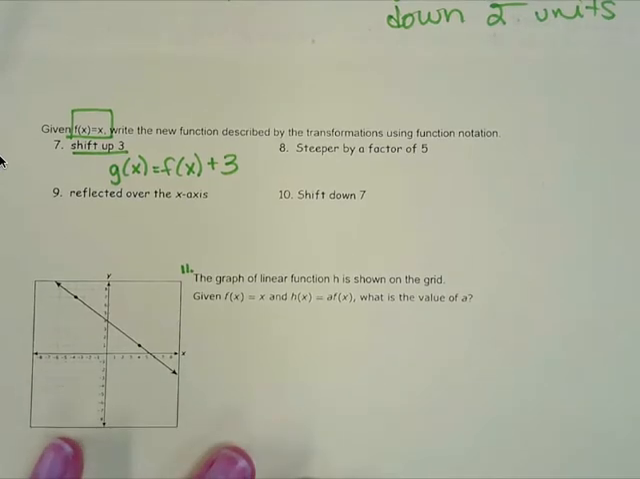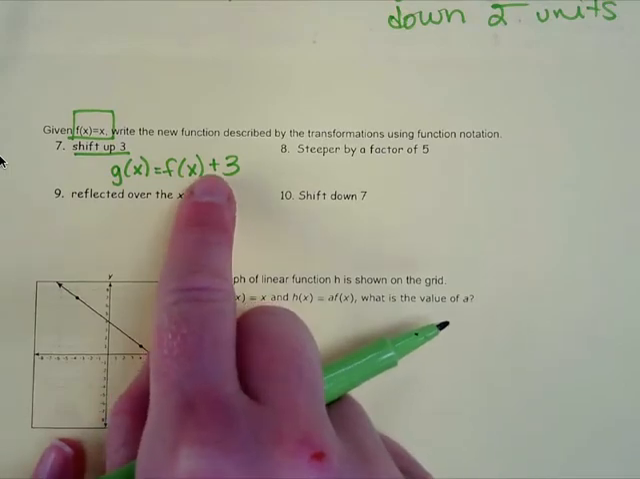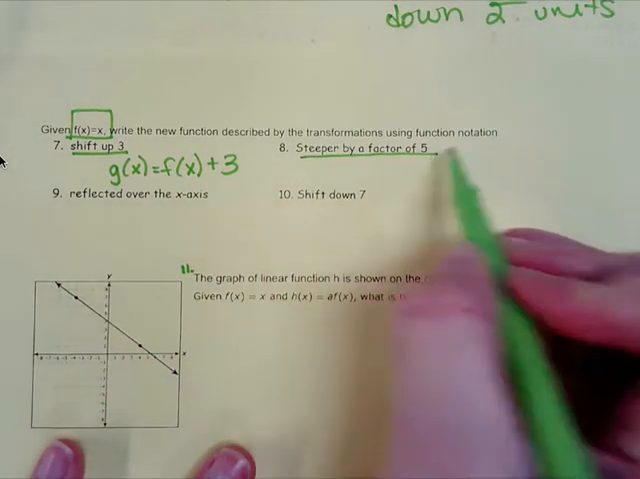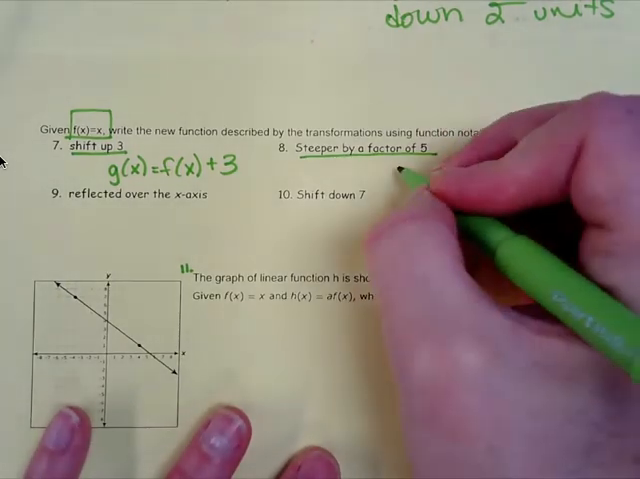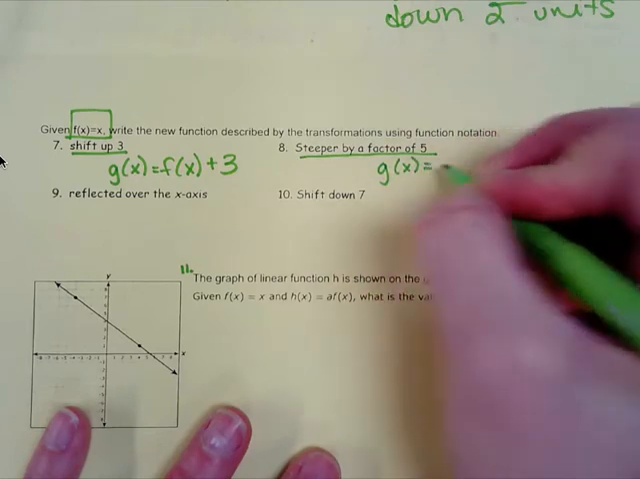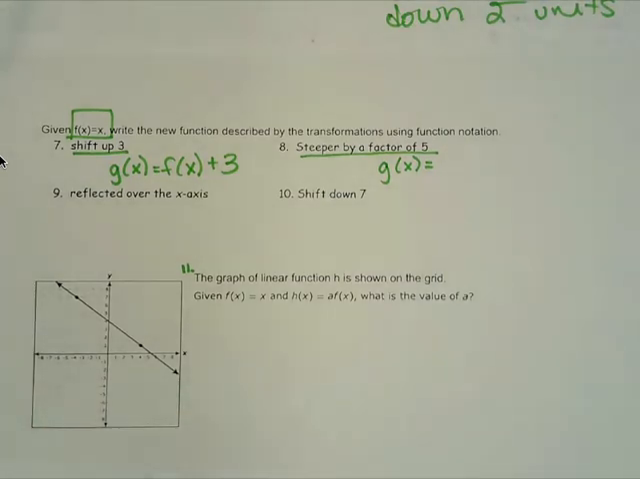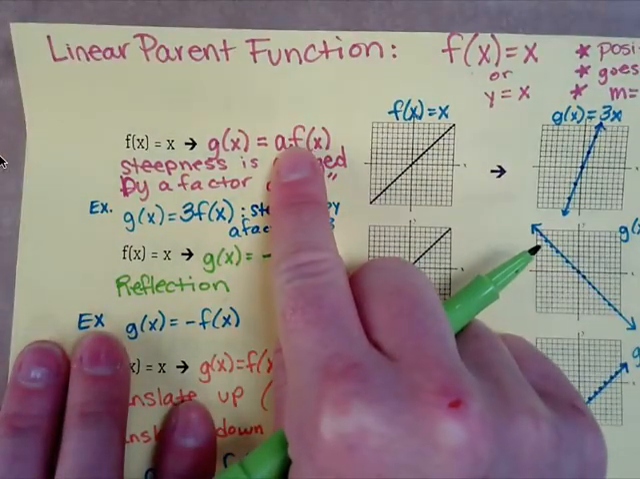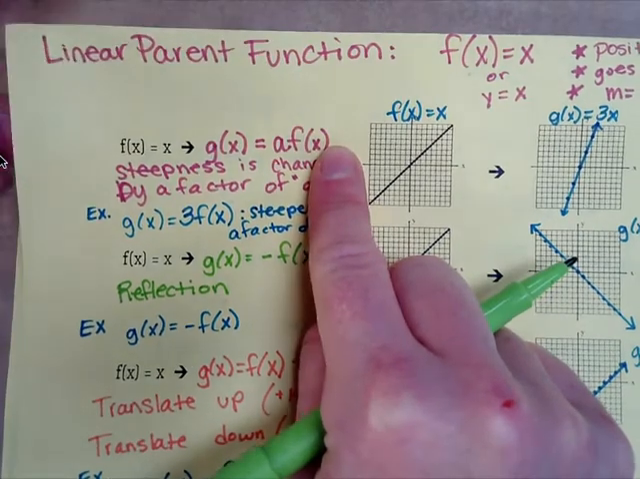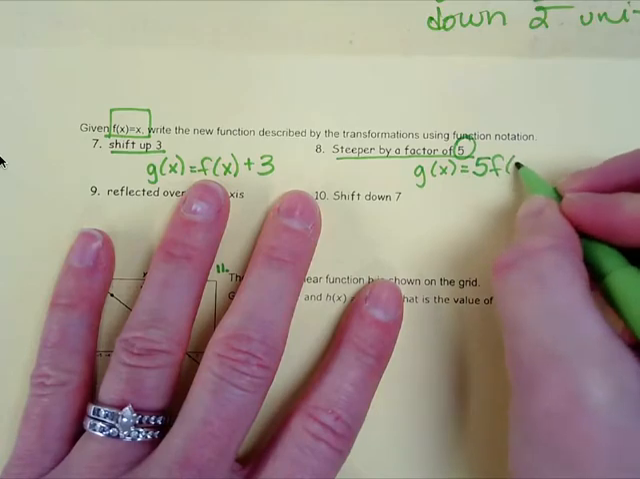And what they mean by function notation is this, using your g of x, f of x, h of x, whatever it is. Okay, steeper by a factor of 5. What's going to change? The steepness. How do we write that? So let's look back at the front. It's going to be a times f of x. What is a then? It'd be 5. 5 is your factor. So this would be 5 times f of x.